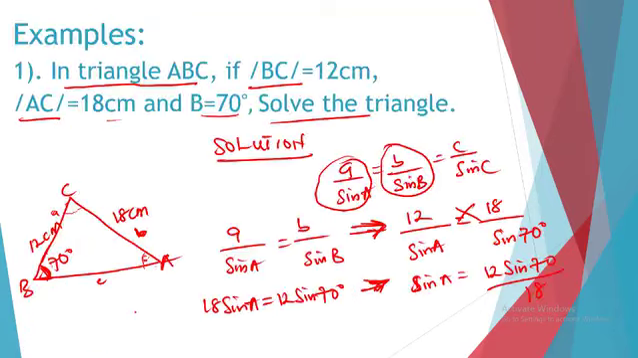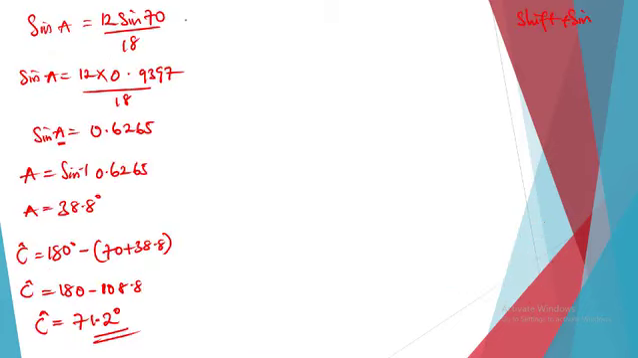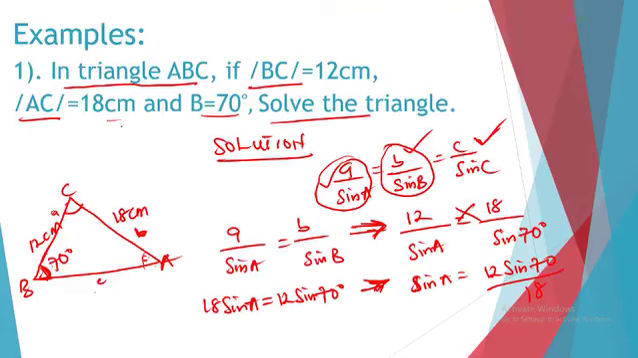So now we've gotten the value of angle at C. What is left is side C, and therefore we use B and C. So we have b over sine B equal to c over sine C. What's the value of our b? Our b is 18 cm.